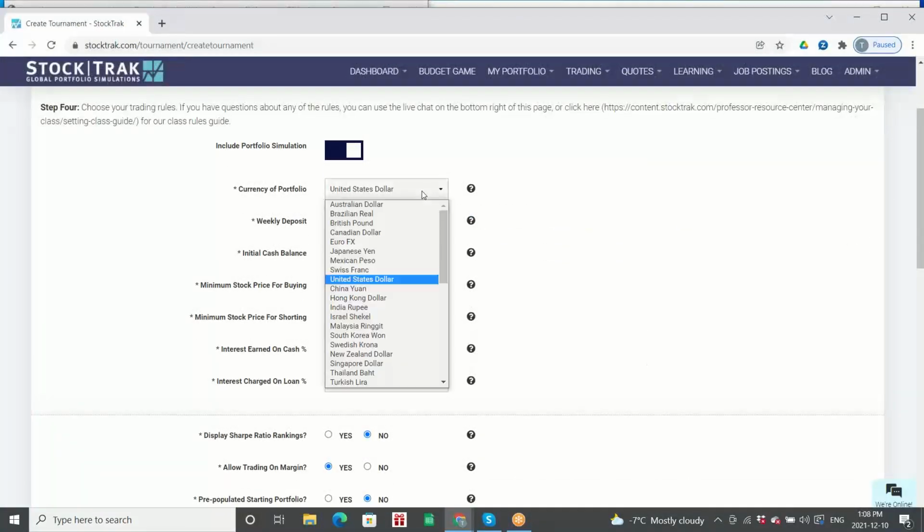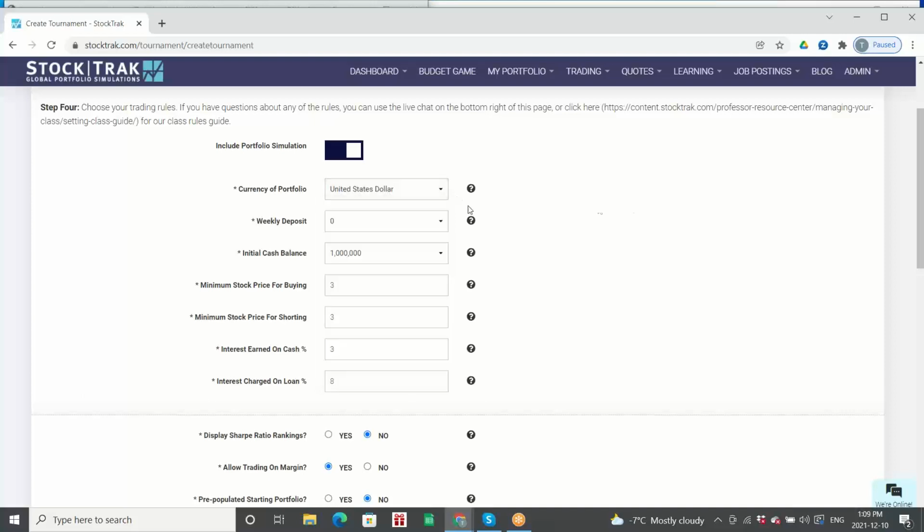Very simply, you can set up the portfolio in a number of different currencies. We have a great representation of that. We have a weekly deposit feature, which is great in a personal finance class setting, where you can add to your portfolio the way a regular investor would over a period of time. You set the initial cash balance, so there's lots of opportunity here for you to task your students.